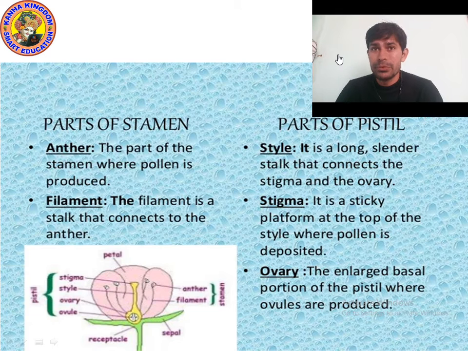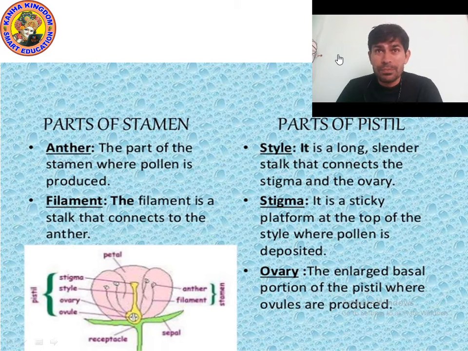Pistil can be divided into three parts: style, stigma and ovary. What is style? Style is the top part, just like anther. Anther is also a top part. In the same way, style is a top part. Style is a long stalk that connects the stigma and the ovary.